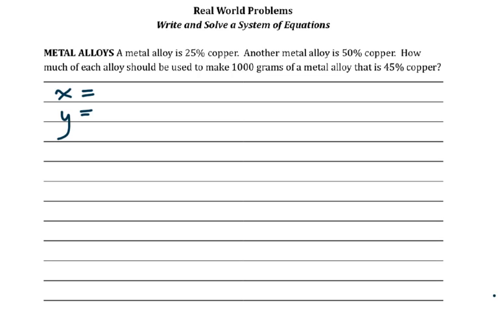So this means that we need to figure out how much of x and how much of y, and we'll keep it in the order, and the units they give us is grams. So I'll put G of 25% copper. Cu is the element, the way it's written. For y, we'll put grams of the 50% copper.